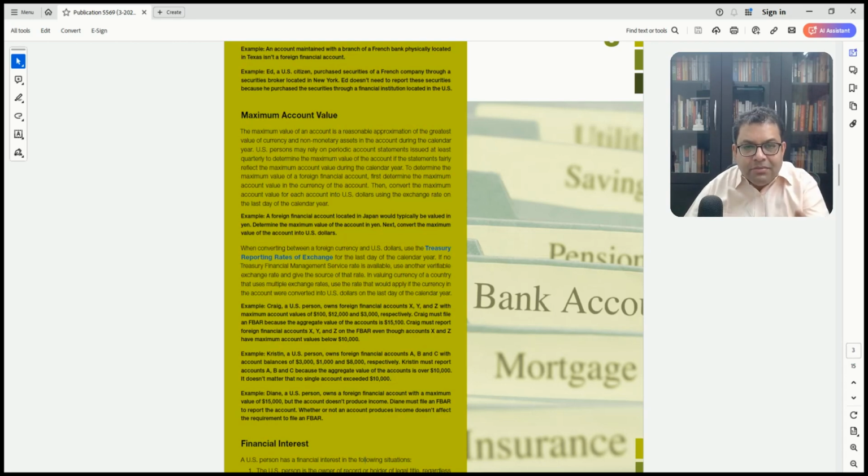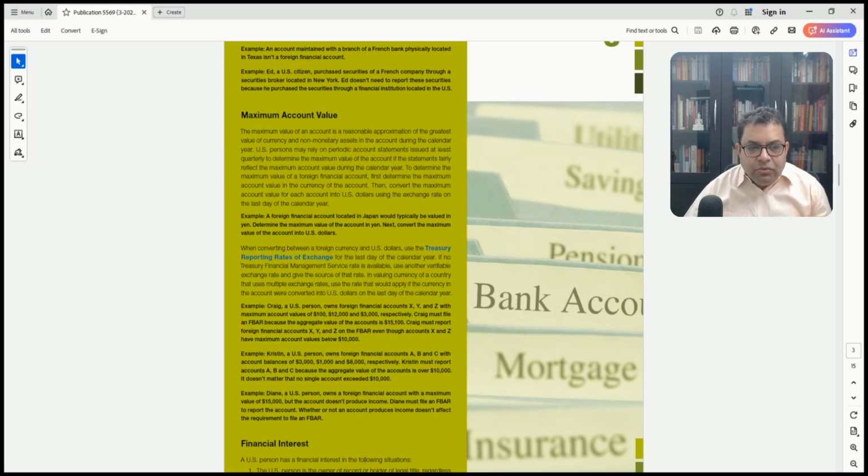Then you convert the maximum account value for each account into US dollars, using the exchange rate on the last day. So, for example, if in 2023 you are doing this reporting, then you take the USD INR exchange rate as on the last day, and convert it into US dollars as on the last date, to find out whether you breach the US dollar 10,000 threshold for the purposes of reporting. So this is slightly complicated. If you have too many accounts, then you might have to do some working in Excel.